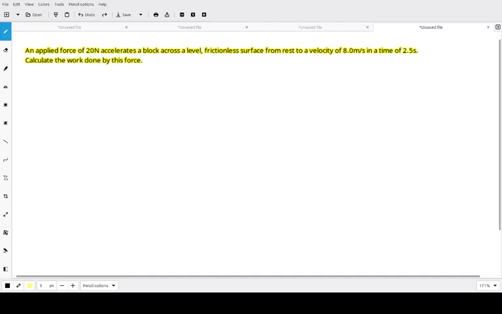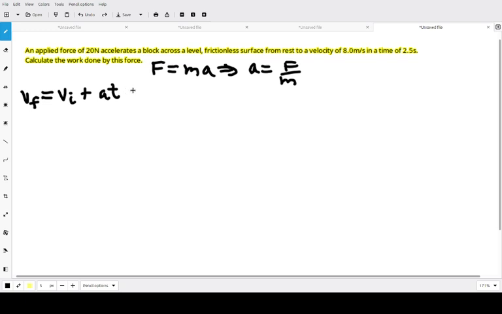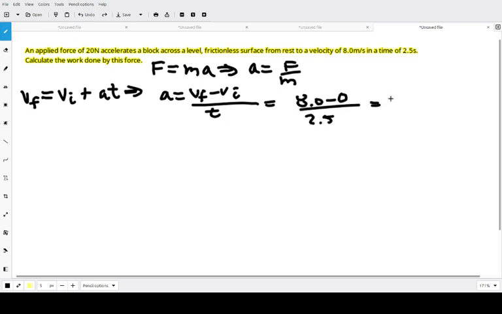First, let's find the acceleration. Newton's second law states F is equal to ma, which shows a is equal to F over m, but we don't know m. So what do we do? Well, we can use kinematics, just like we did previously. V final equals V initial plus at, which shows us that a is equal to V final minus V initial divided by time, which is equal to 8 minus 0 over 2.5, which is equal to 3.2 meters per second squared.